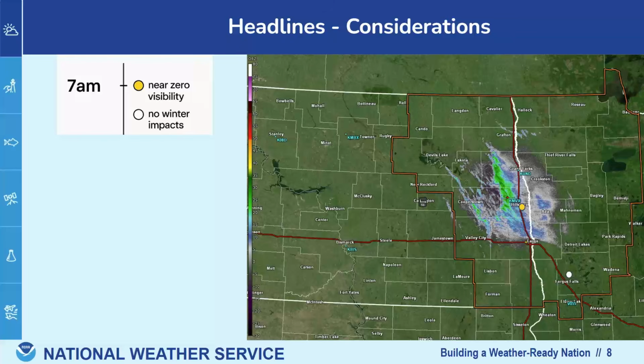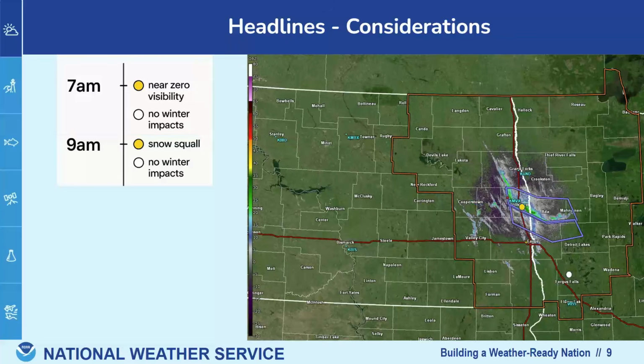So here's a good example of that. This is an event from last winter, and this is looking at radar at 7 a.m. So you can see the golden dot near Hillsboro. There's near zero visibility in that area because there's falling snow and very strong northerly winds. Meanwhile, down by Fergus Falls in Otter Tail County, there's that white dot. No winter impacts are even being received yet. And as we go through time, impacts get even worse in the central Red River Valley at the yellow dot, which is where we have a snow squall warning now.